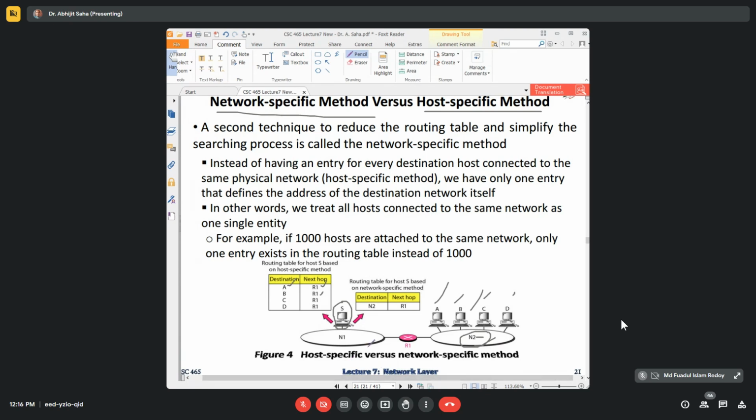So for overcoming this, the network specific method comes. What does it say? If you want to go from S to A, B, C, D of N2, it keeps the destination as N2. S wants to go to network 2, and your next hop is R1. So if there are 100 nodes, or A, B, C, D, or 1000 nodes, whatever it is, that are connected with N2, once you reach N2, the destination node itself can be easily found. So this is going to be the better approach than the host specific method. Is it clear?